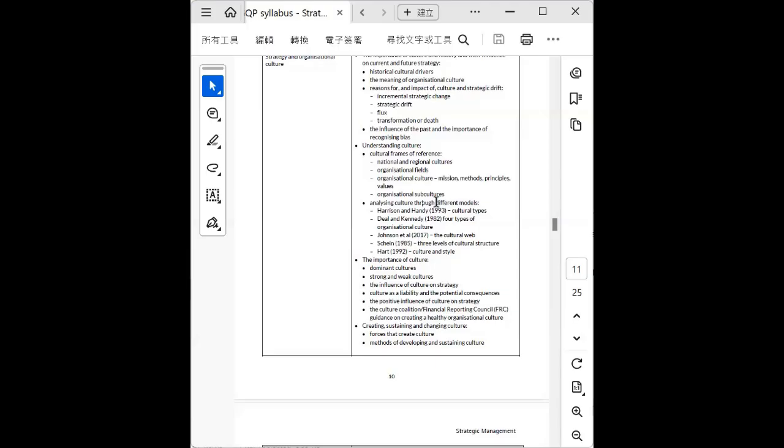So if you want to apply Johnson's cultural web, you have to apply these six interrelated elements to your scenario.